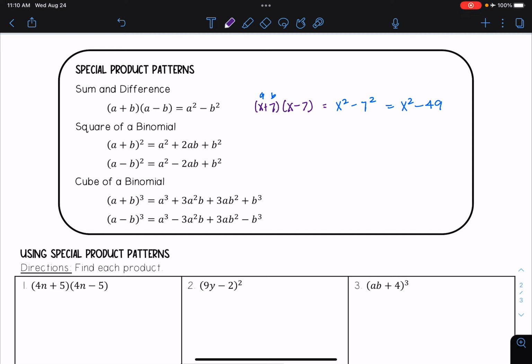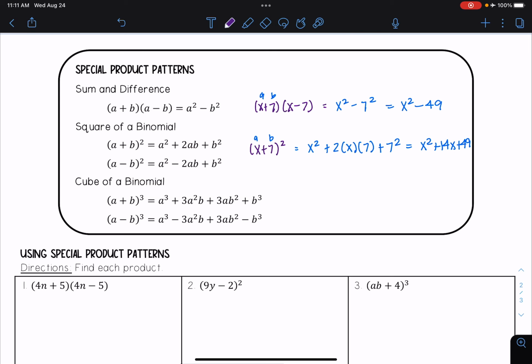So looking at the same example, let's say I had x plus 7 squared. My a here is going to be x, and my b is going to be 7. So according to this pattern, this is going to be equal to x squared plus 2 times a, which is x, times b, which is 7, plus 7 squared, which would be x squared plus 14x plus 49.